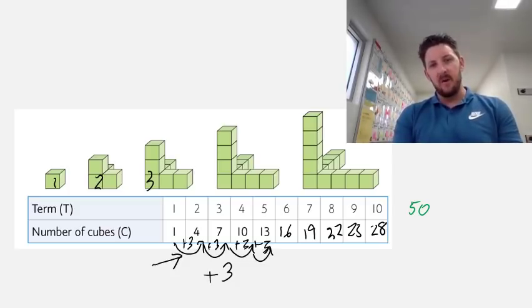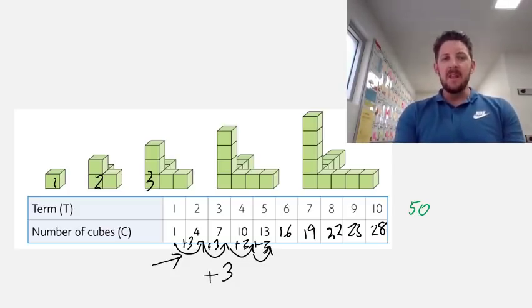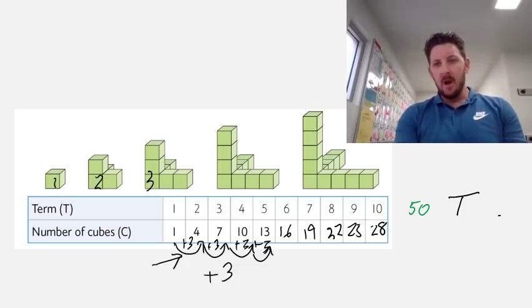So we found the pattern, let's find the general rule. The general rule means that if I take the term and do something to it, I can get the number of cubes that I'm going to be using. So I have to find out, what am I going to do?